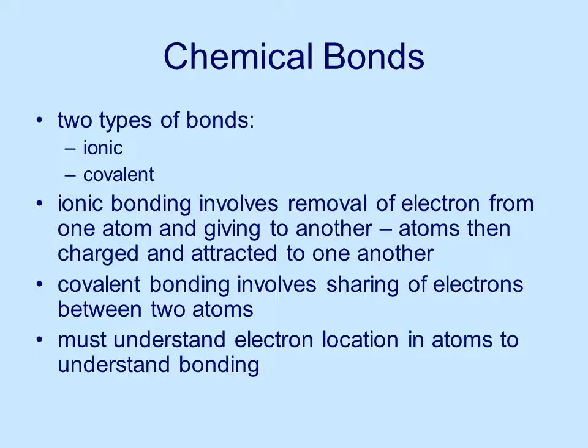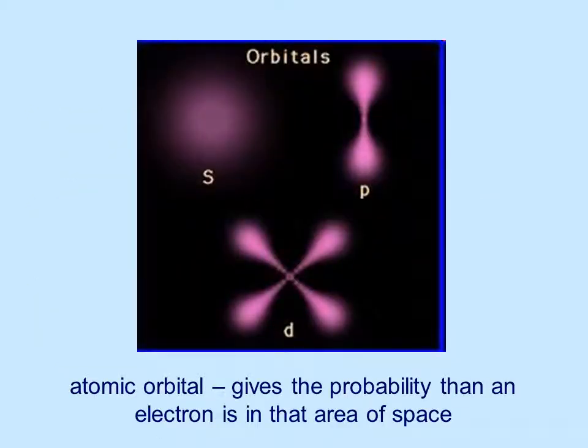And in order to understand bonding, we need to have a pretty good idea of where electrons are located in atoms so we can understand better how these atoms fit together. We talked last week about orbitals, the S and P and D and F, which I didn't put up. It gives the probability that an electron is in that area of space. We're going to focus on S and P orbitals. We're not going to get involved with bonding involving D or F orbitals.